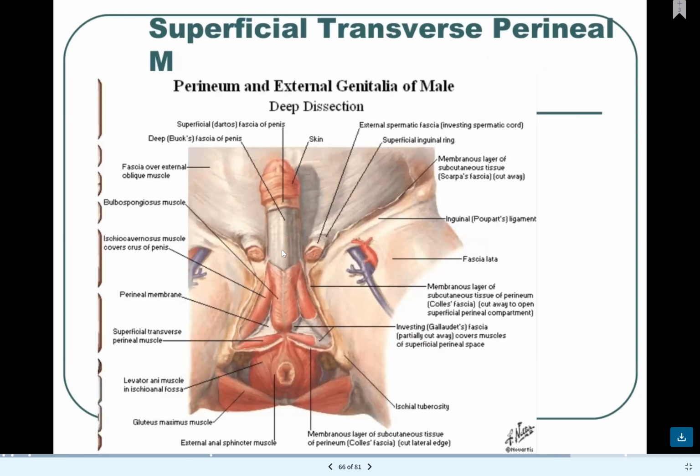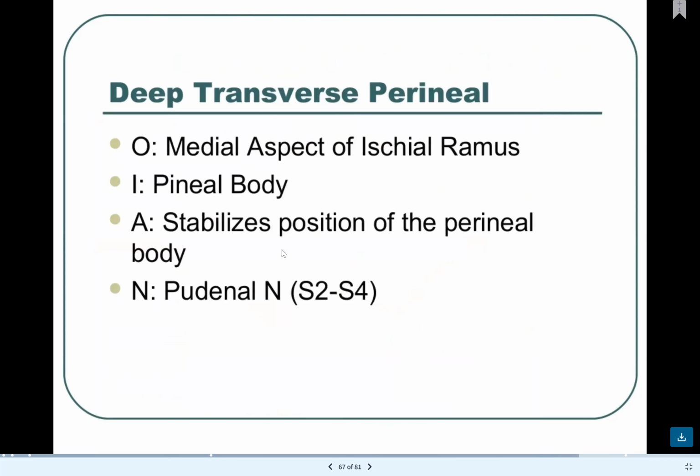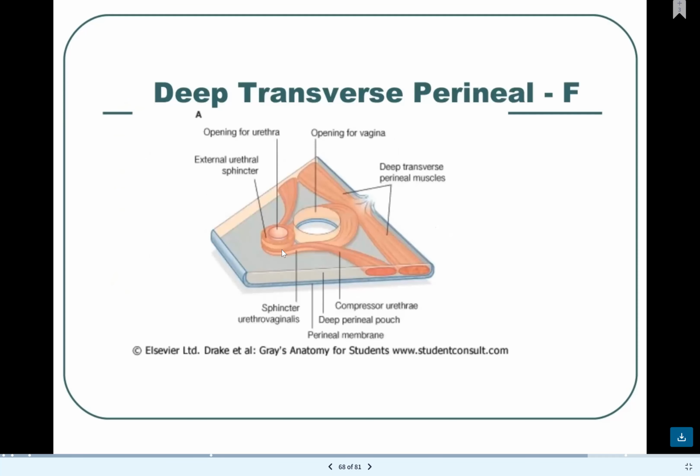So this is just for you to look more at. Deep transverse perineal muscles. When we say superficial, especially when you open your thighs and take off the skin, the very first muscles you see, they are the superficial. Now when you remove the top muscles, what you see down becomes the deep muscles. So these are the deep transverse perineal muscles. So we can talk about deep transverse perineal muscles over here.